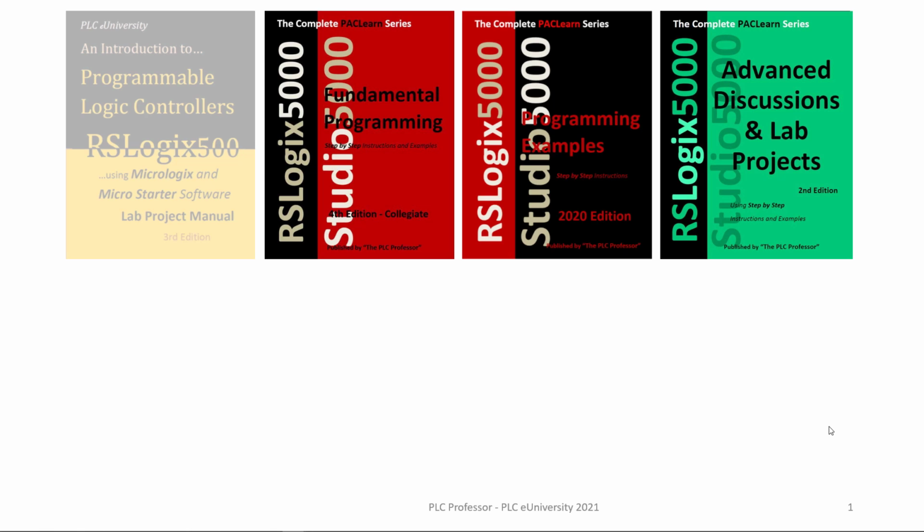Then for 5000, RSLogix 5000, Studio 5000, we have 3 volumes: Fundamental Programming, Programming Examples, which is really one manual broken into 2 volumes, and then the Advanced Discussions and Lab Projects. The software for this hardware that this programs, the least expensive license is just under $1,000. And the hardware is also relatively expensive. You can find used CompactLogix with some I/O in the $500 range, but the minimum license is going to be just under $1,000.